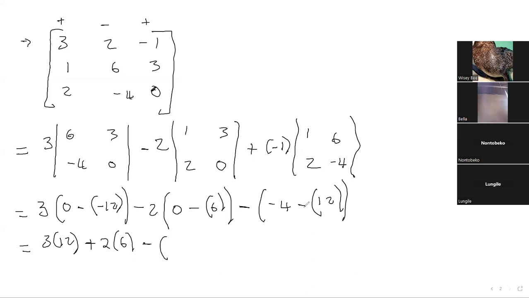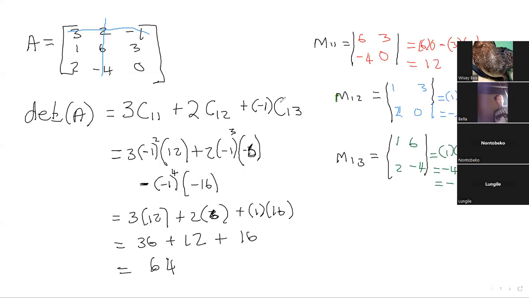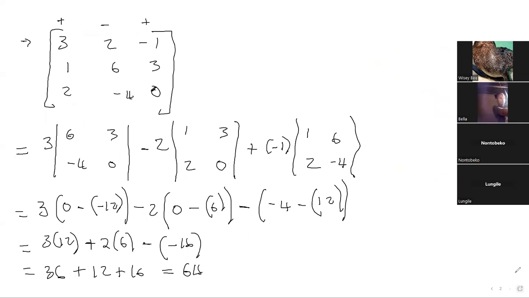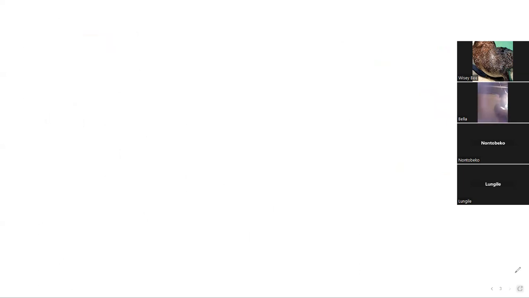And then let's just put this together, minus 16. Then that's 36 plus 12 plus 16, which is the same, 64. So this is how you would do it using cofactor expansion, the short way of doing it. But the correct way of doing it is this one. Let me know if it's the correct one, but the formal way of doing it is like this. So that means we are done with cofactor expansion. We have to go to row reduction.